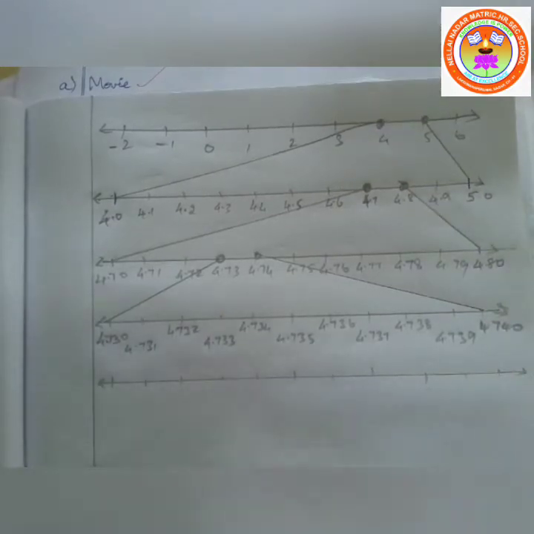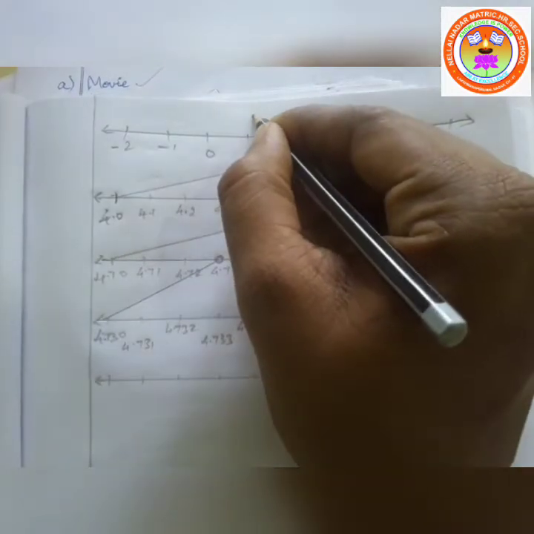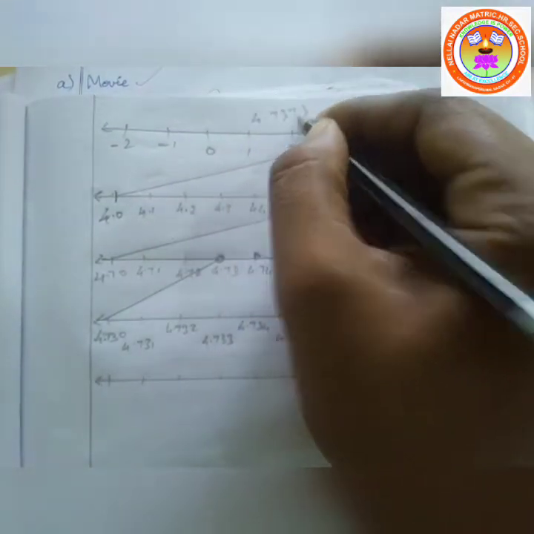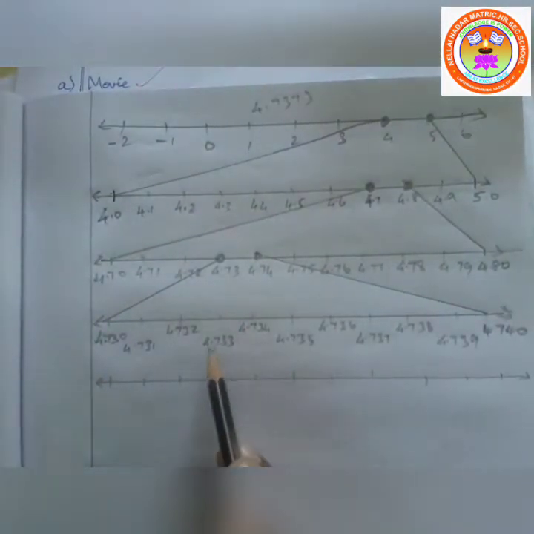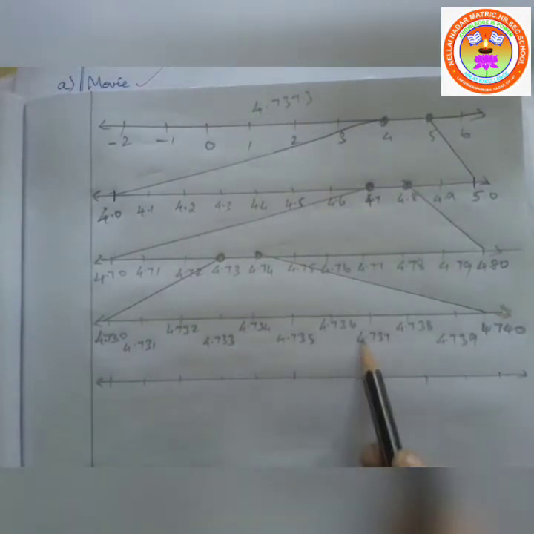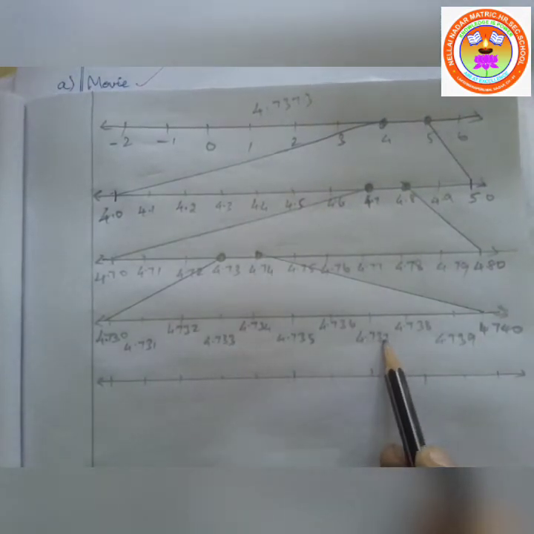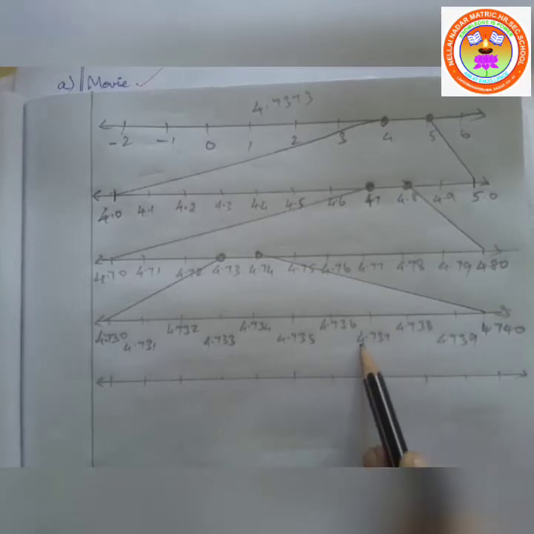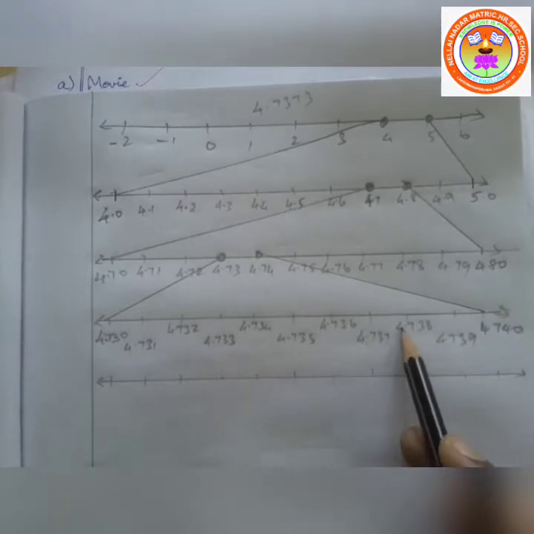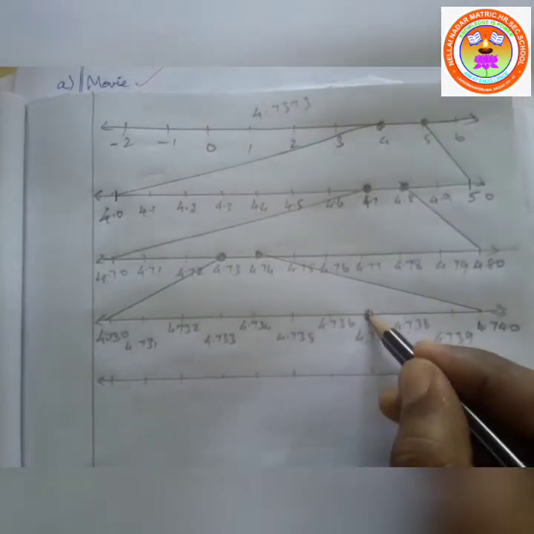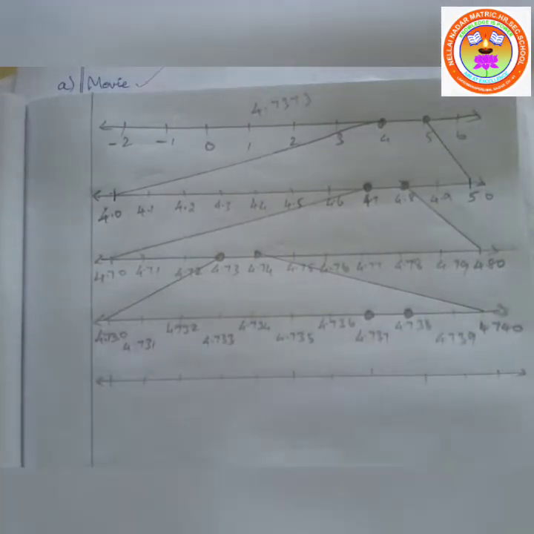Now tell me where this number 4.7373 will lie. We approach it up to this 4.737, and after this only it will come. It will lie between 4.737 and 4.738. So you have to darken this. You have expanded these numbers.